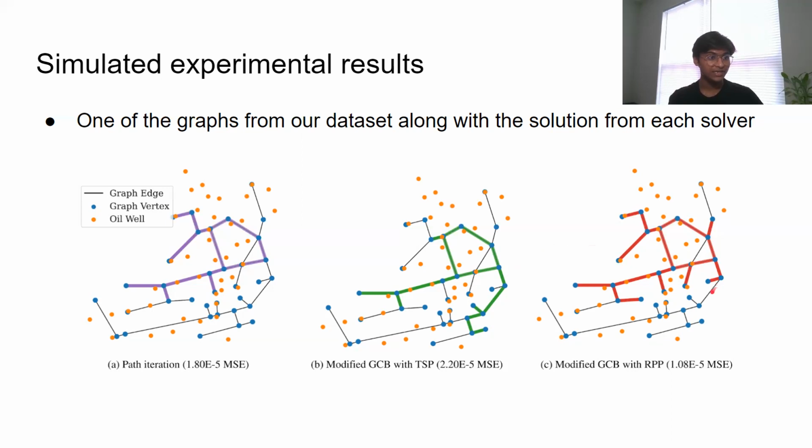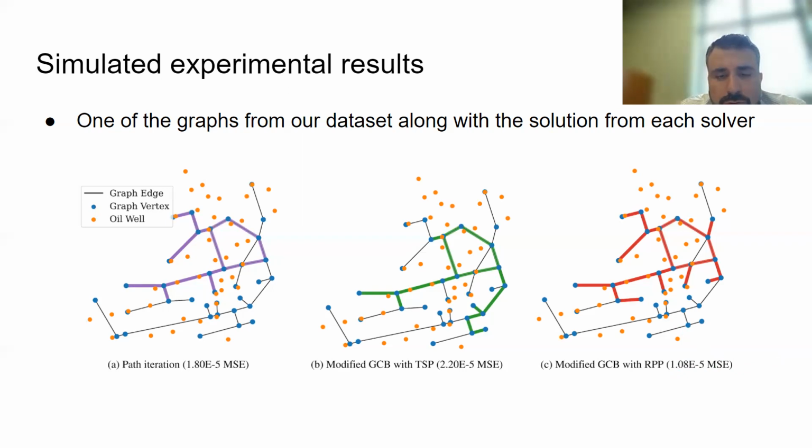Now, when we look at the RPP or the ARP version of the GCP algorithm that we proposed, we see that it doesn't go too deep into that region where there aren't any oil wells. And it also goes further to the northeastern part of the graph. And it also traverses this edge over here in the southern part of the graph, which as a result gives us the lowest mean squared error, the lower the better, compared to the true leak rate that we predicted using our algorithm. Sorry, what is the mean square error of what?